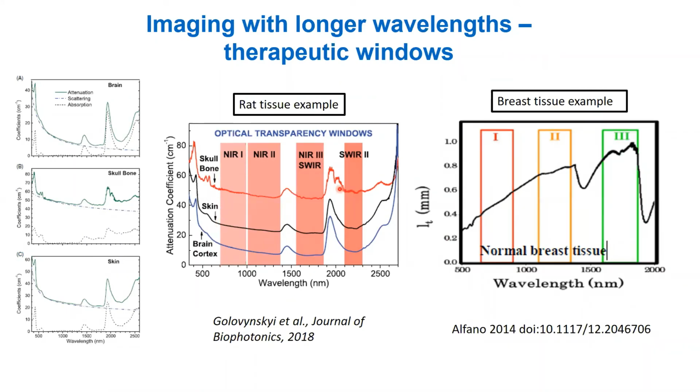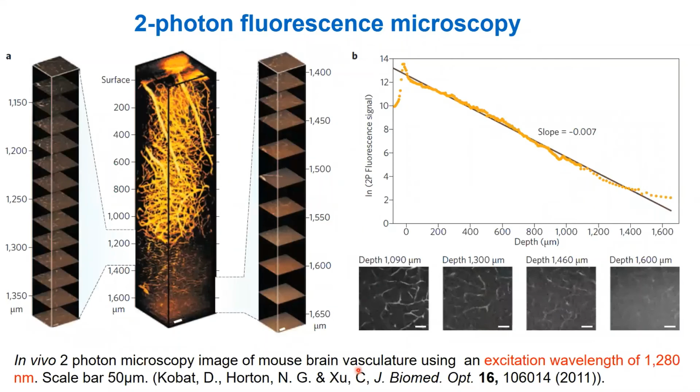But there's a series of papers that have come out recently trying to push the wavelengths longer and access some of these other windows, taking advantage of the lower scattering properties. I'd recommend looking at Chris Xu's work from Cornell University. He's done a lot of work in this area. This is a 2-photon fluorescence example, and he's going down to a depth of 1.6 millimeters and imaging with an excitation wavelength of 1.2 microns. You can see the image he's taken here, of the brain vasculature in a mouse. He's very interested in imaging the brain, and that's where a lot of his samples are based.